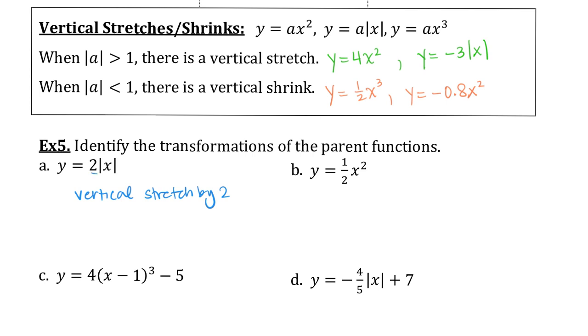How about this one? y equals 1/2 x squared. Parent function, quadratic, x squared. What am I doing? I'm timesing it by half. Does that make it bigger or smaller? Smaller. So this is a shrink. How much am I shrinking? Half.